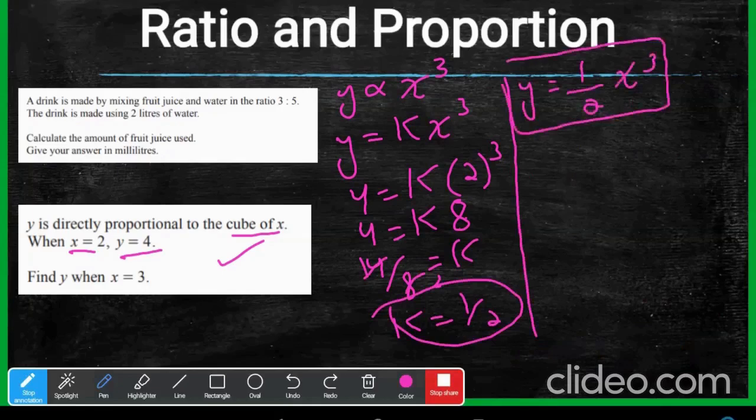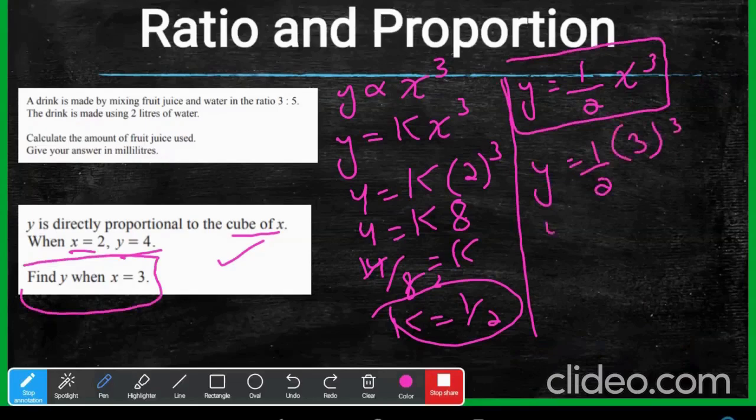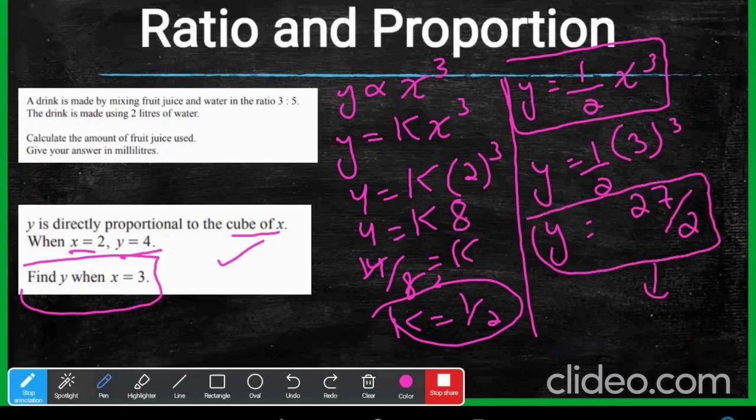Now what we have to find? Find y when x equal to 3. We have to find y: 1 upon 2 x equal to 3 cube. Now the cube is 27, so 27 upon 2. This is your final answer, or you can divide as well. It will become y is equal to 13.5. So both answers are correct.